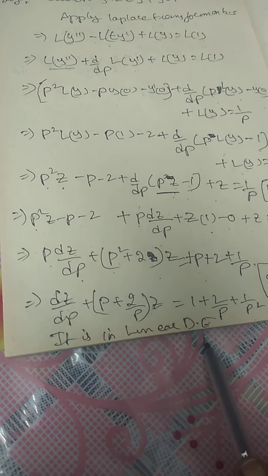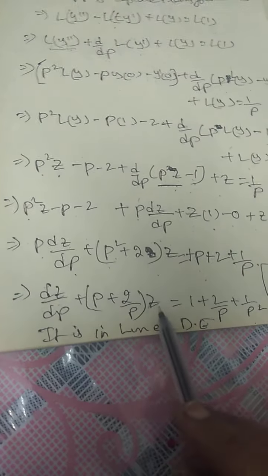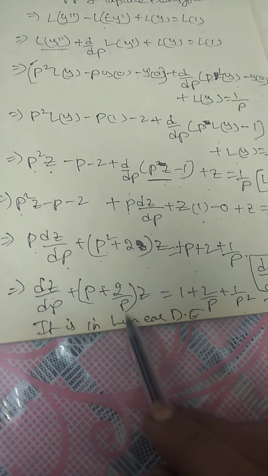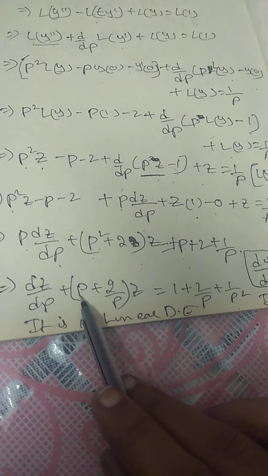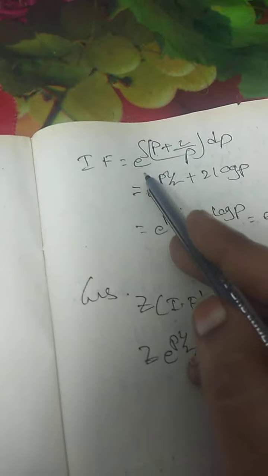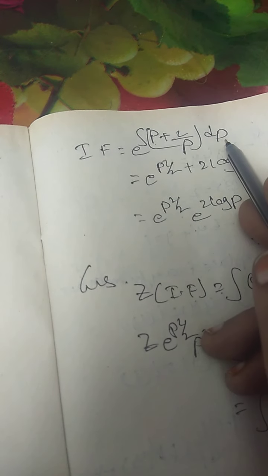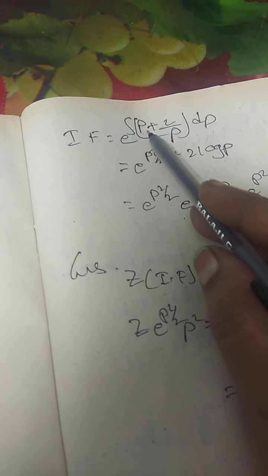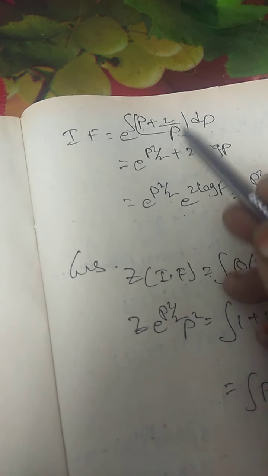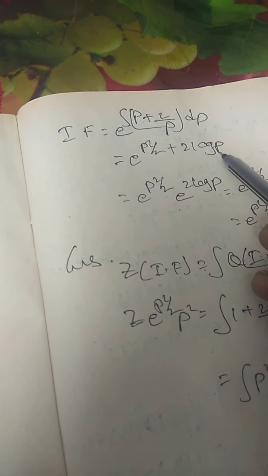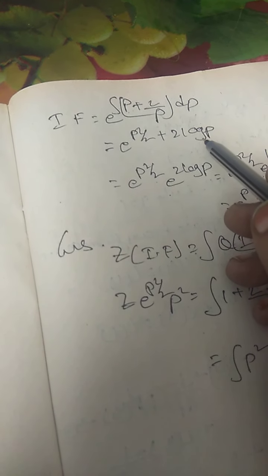It is in the form of a linear differential equation, as we all discussed earlier in the first year. So we have to find the integrating factor, which is e power integral of P dx. Here P, the coefficient of z, is p plus 2 by p. So the integrating factor equals e power integral of p plus 2 by p into dp. We have to calculate the integration: for p it is p square by 2, for 2 by p it is 2 log p. The integration of 1 by p is log p.